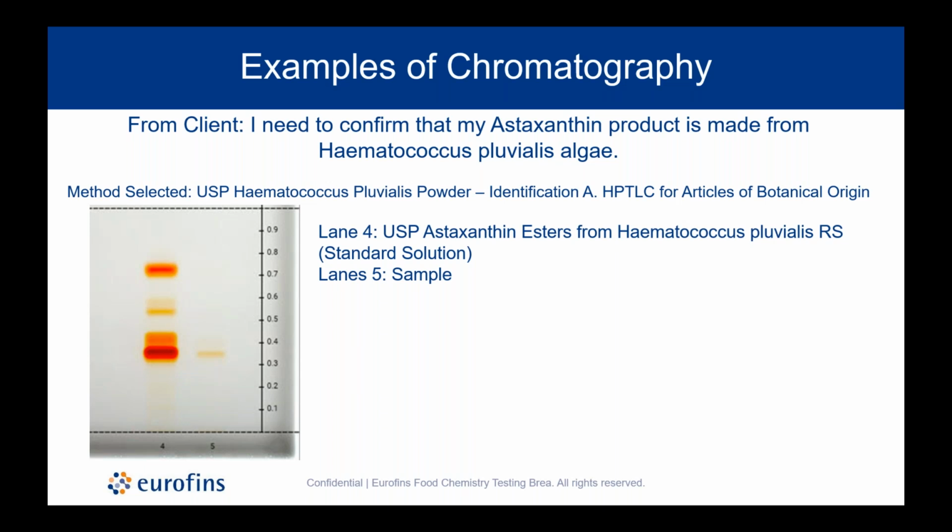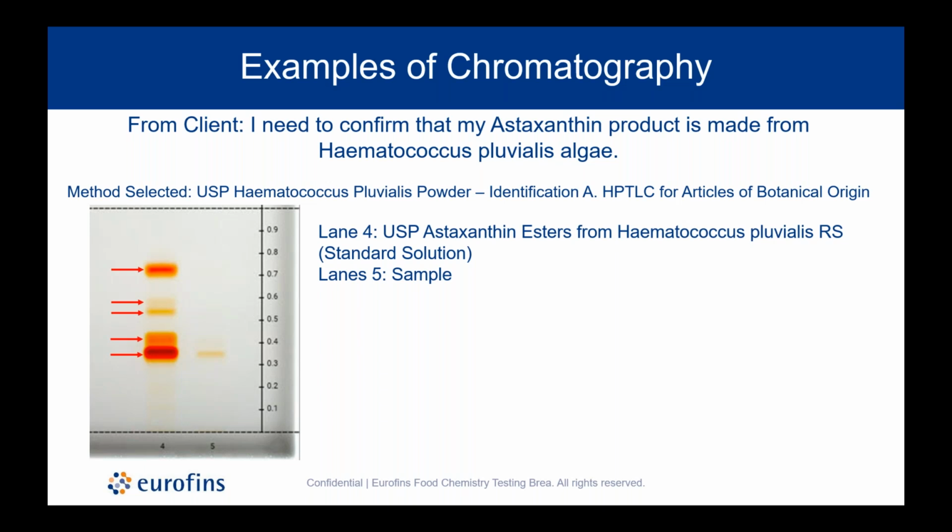Lane 4 is our USP astaxanthin esters from Haematococcus pluvialis. That's the standard solution described in the method. Lane 5 is our sample, and you can see there's 1, 2, 3, 4, 5 bands present in the standard. The acceptance criteria, or the system suitability for the method, describes that there should be these five bands. Two of them are in pairs, and the lowest RF band is the most intense of all. And so we can observe that that is true, and our system suitability passes.